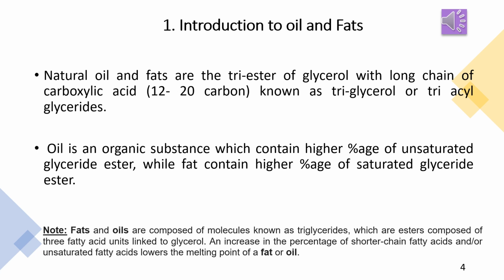Introduction to oils and fats. So what are oils and fats? Natural oils and fats are triesters of glycerol with long chain carboxylic acids, 12 to 20 carbons, known as triglycerols or triacylglycerides. So natural oils and fats consist of triesters of glycerol, composed of long chain carboxylic acids in which about 12 to 20 carbon atoms are present, known as triglycerols or triacylglycerides.